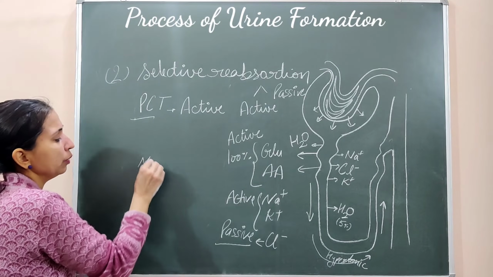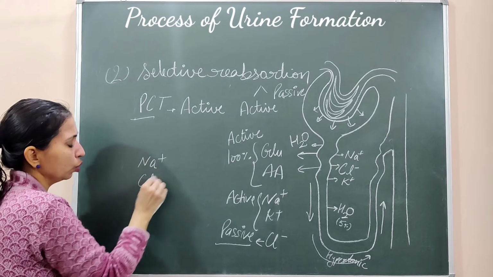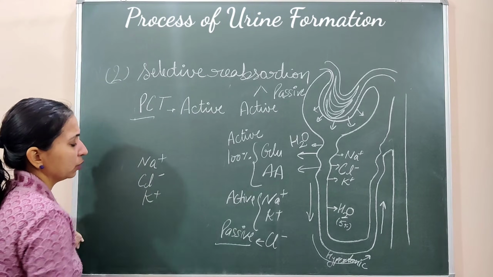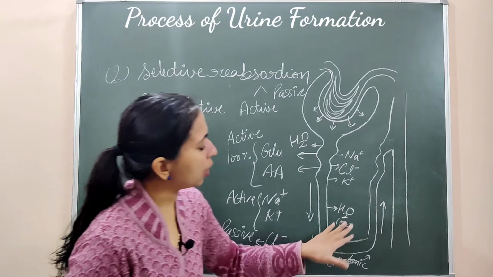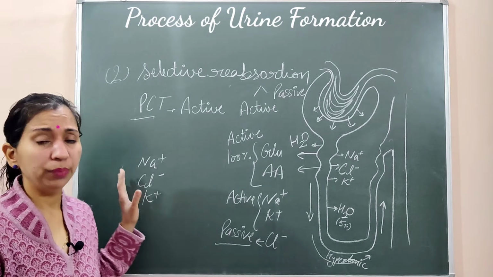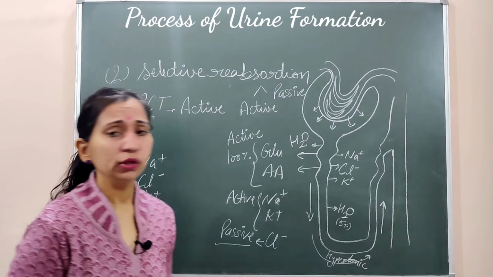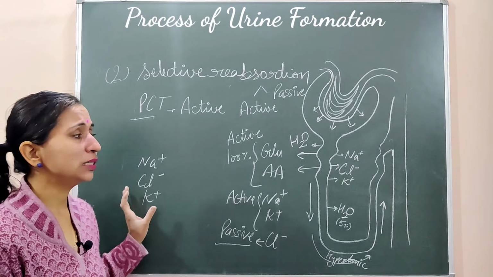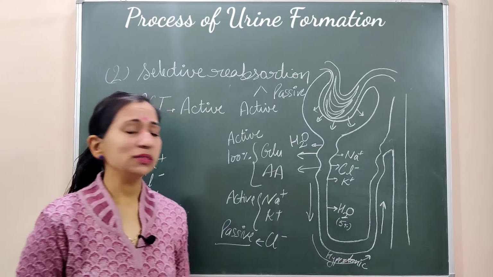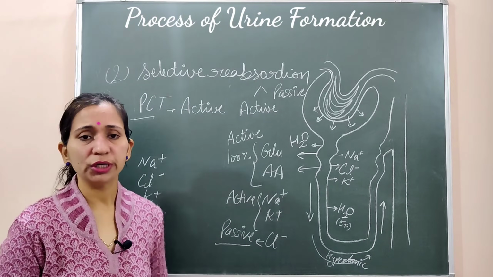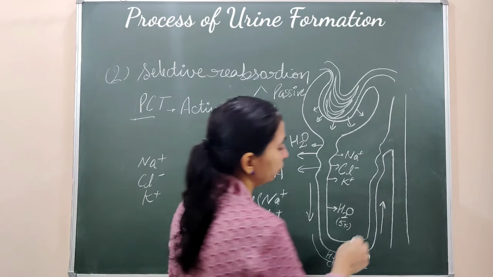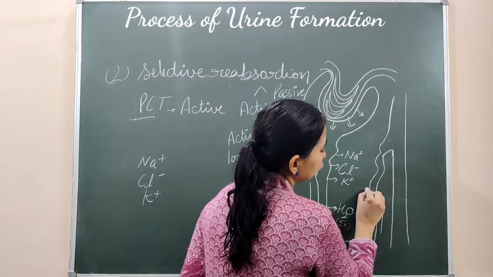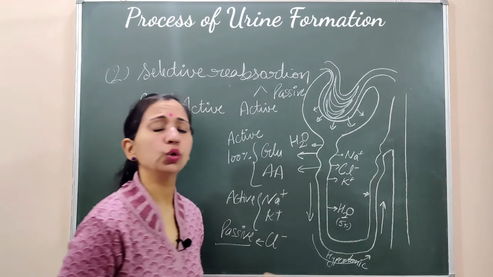So in the ascending limb, the sodium ion, chloride ion, and potassium ion will be reabsorbed passively, according to the descending limb. यहाँ पे भी passive reabsorption हो रहा है, इनका भी passively reabsorption होगा. So diffusion and osmosis in the ascending limb of loop of Henle. As these ions get reabsorbed from the filtrate, again the filtrate will become isotonic. The composition will be isotonic. तो यहाँ आने तक जो filtrate है हमारा वो isotonic हो जाएगा.